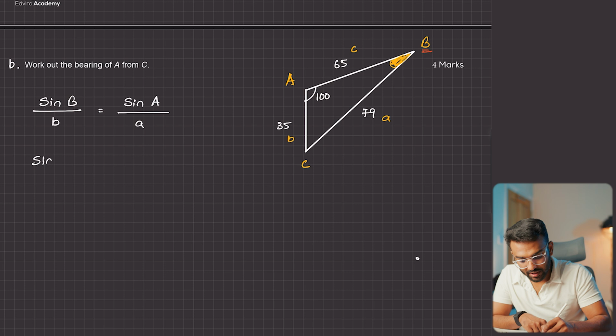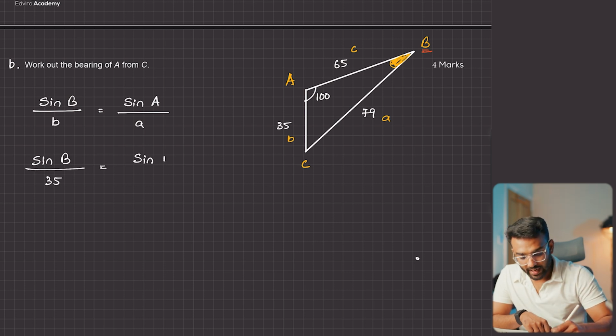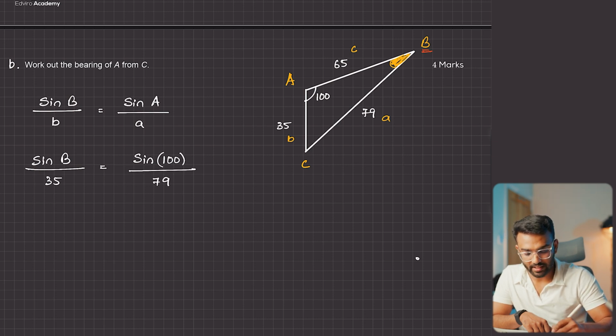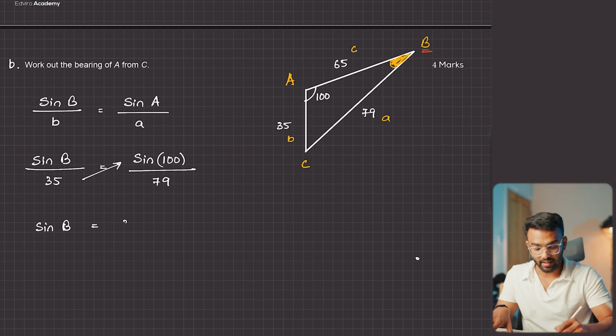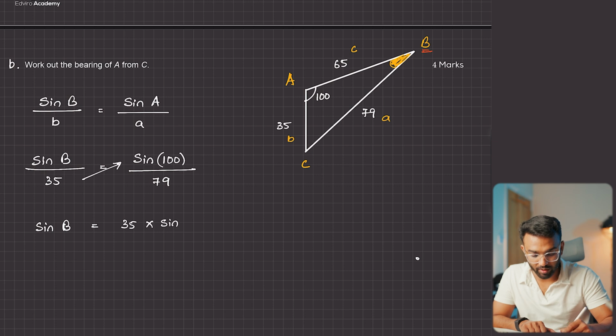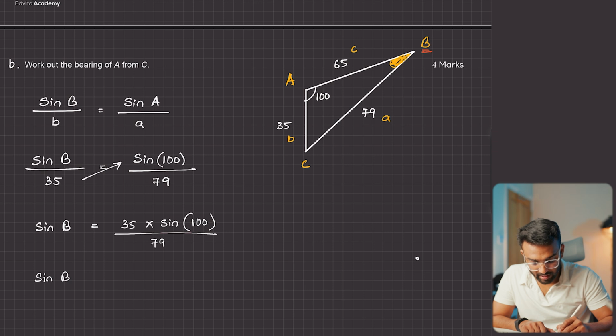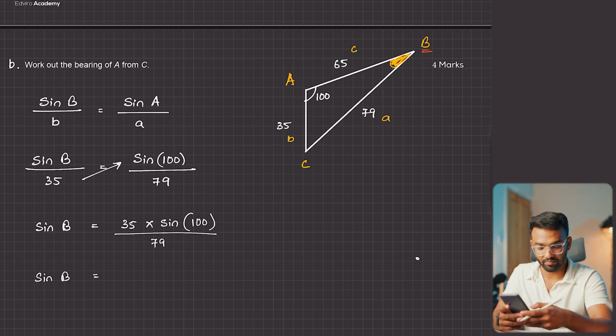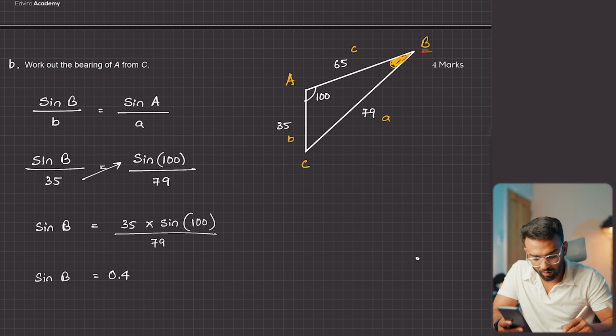So this would become sine B over little b, which is 35, equals sine A, which is 100, divided by little a, here it is 79. Cross multiply this. So we will have sine B equals 35 times sine of 100 divided by 79. So sine B equals, put that into your calculator. I'm doing that, 35 times sine 100 divided by 79. And that's giving me 0.43630 and a few more decimals.